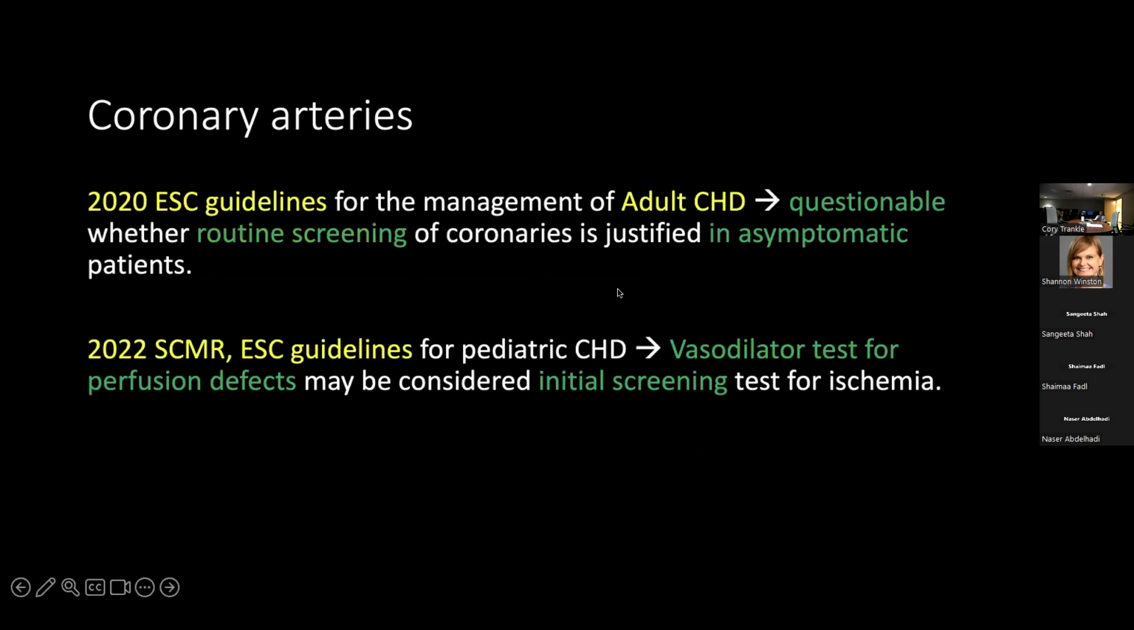Based on the 2020 European guidelines, it is questionable if routine screening of asymptomatic patients with coronaries is warranted. And in the SCMR guidelines and European guidelines 2022, the vasodilator test for perfusion is the initial screening test for ischemia. And usually it's recommended in early life, but in adulthood, it depends on the symptoms.